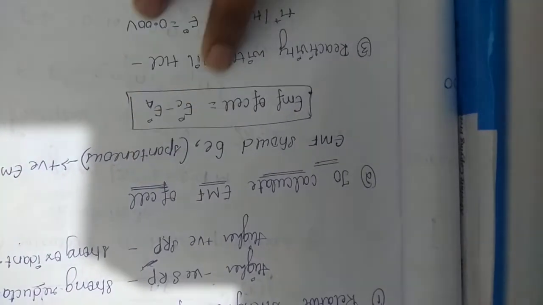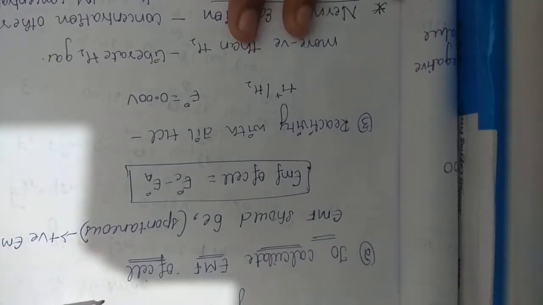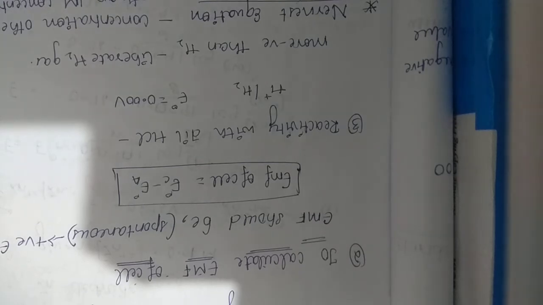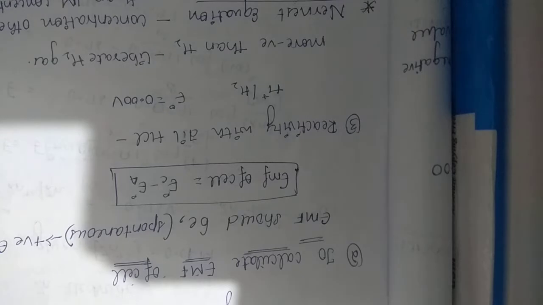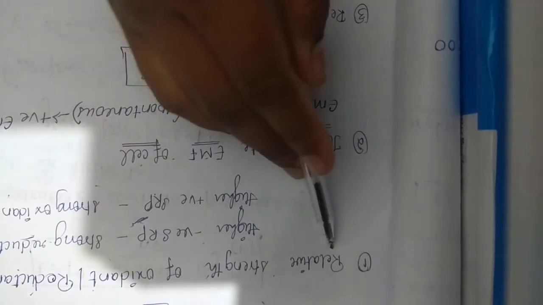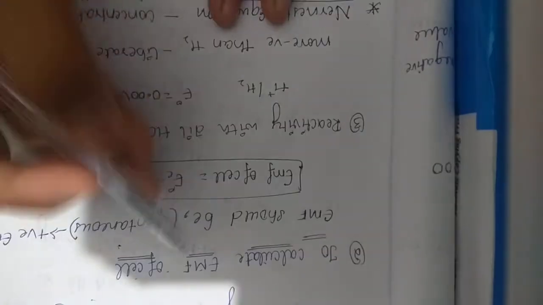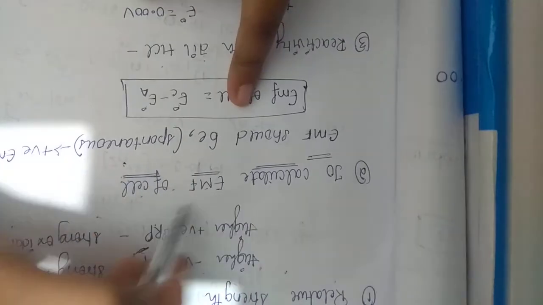Now, we have three uses of the electrochemical series. First is relative strength of oxidant and reductant, with which we can compare which element is most reducing and which is most oxidizing. The second application is to calculate the EMF of the cell, and the third is reactivity with dilute HCl.